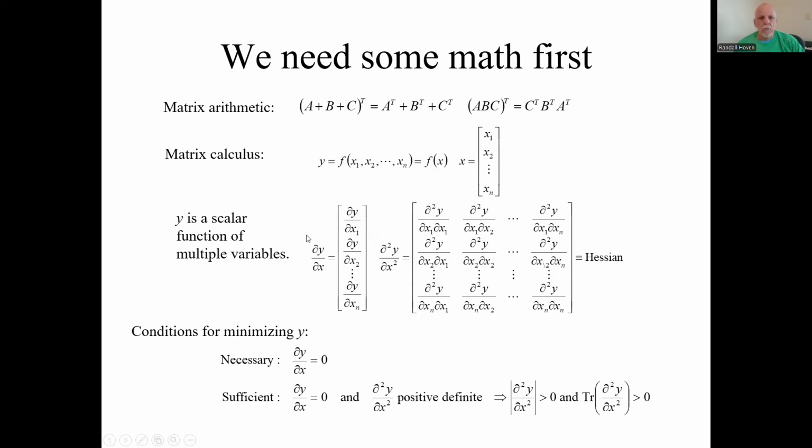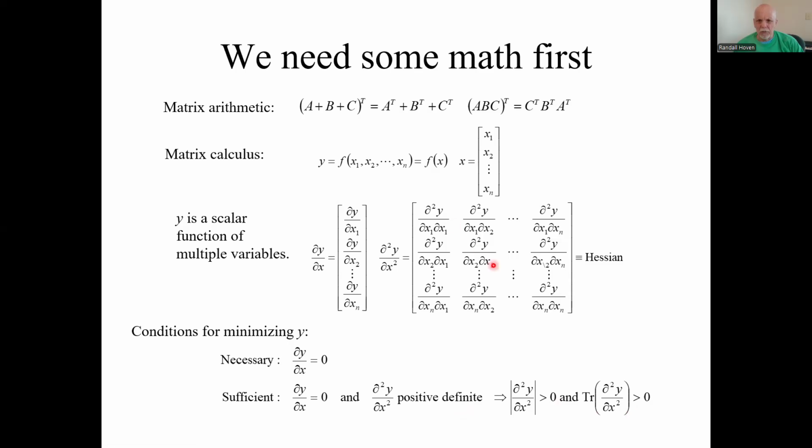The conditions for minimizing this scalar y. The necessary condition is that the first derivative equals 0, which means the vector of all zeros. A sufficient condition is that the same first derivative equals 0, but also this second derivative, the Hessian, must be positive definite, which means the determinant is strictly positive and its trace is also strictly positive.